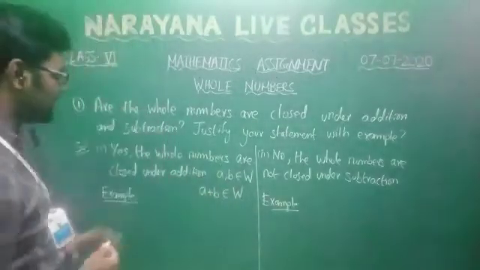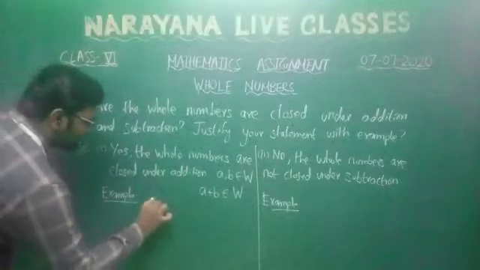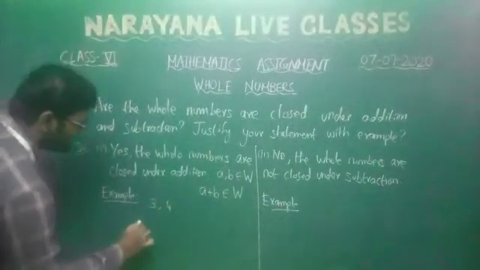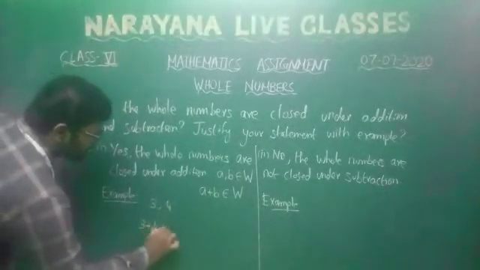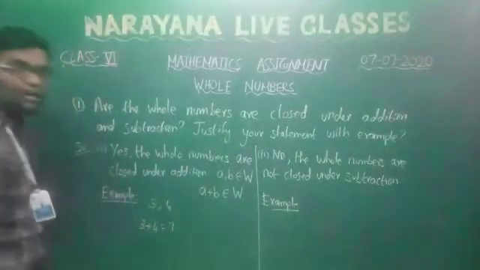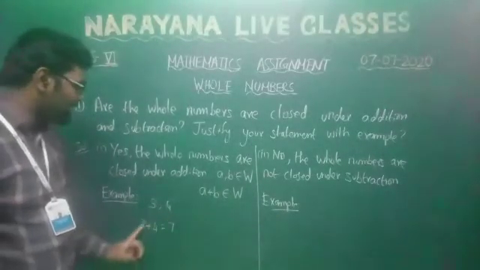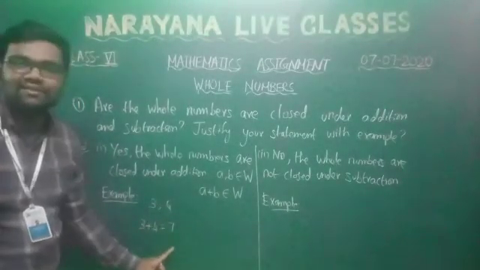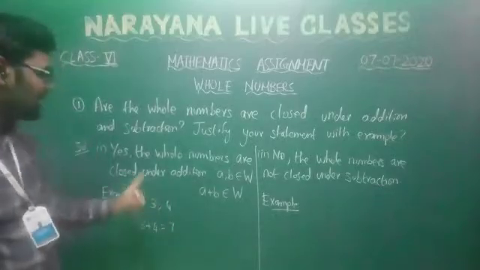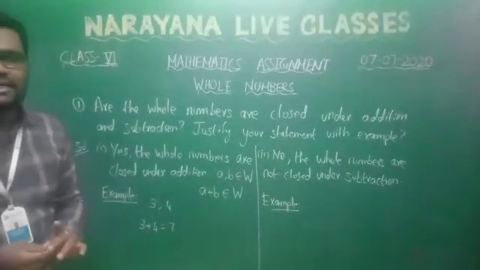It is very easy, students. We will take the numbers 3 and 4. If you add 3 and 4, you will get 7, which is again a whole number. 3 is a whole number, 4 is a whole number. I am adding these two whole numbers and getting the answer 7, which is also a whole number. Hence it is closed under addition.